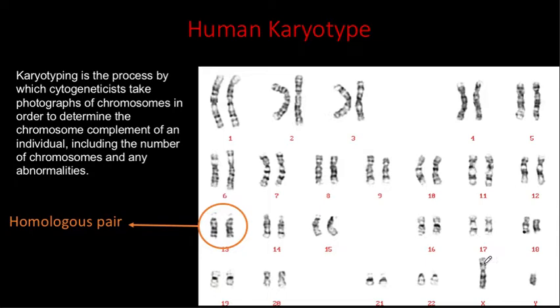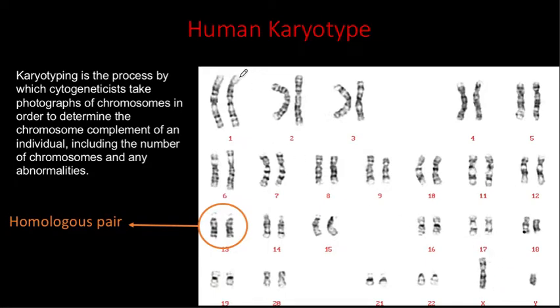Your 23rd pair are actually your sex chromosomes. So for this particular human, I have a Y chromosome and X chromosome. This makes this person a male, a boy. Girls have two X chromosomes. So this one's an X and this one is a Y. You'll notice the Y chromosome is much smaller than the X chromosome, and that's because there's less DNA in the Y chromosome. There's less instructions, less genes in the Y chromosome compared to the X chromosome.